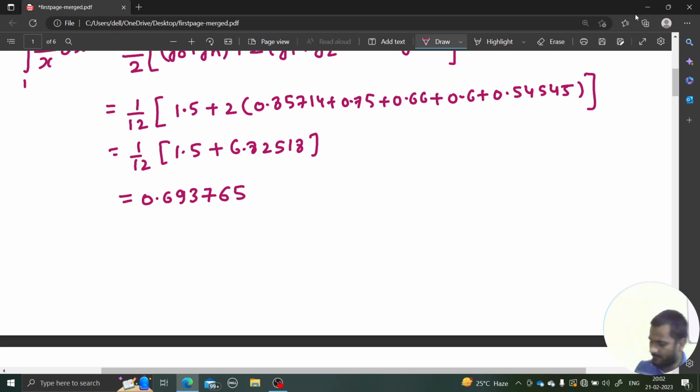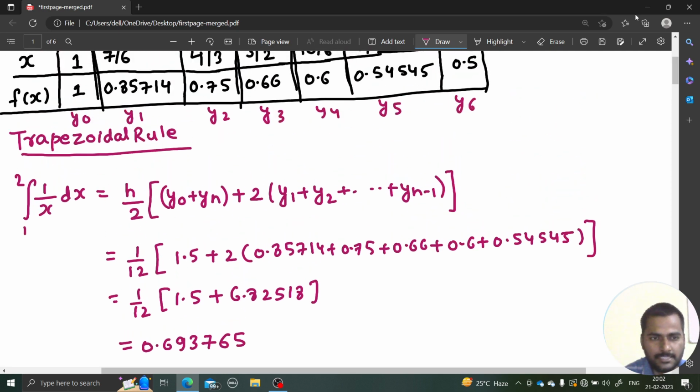What answer have I got? I think I have got the answer only for Simpson's rule, and that is 0.69325. We'll have to wait and see what Simpson's rule has to deliver for this. So this was all about the trapezoidal rule. Now moving to Simpson's rule.